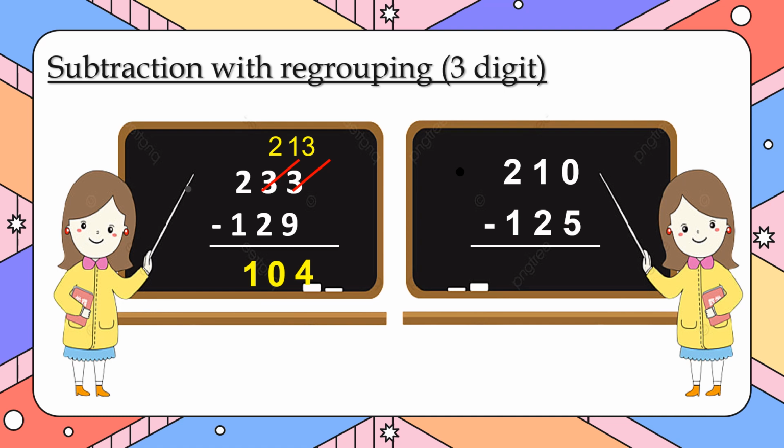Next one, 210 minus 125. We start with what? We start with ones. 0 minus 5. Do we have more on the top? No, we have more on the floor. So go to next door and knock, knock, knock. Can you give me one, please? Yes, of course. So 1, please. Can you give me one? Yes. So 1, it will be what? 1, it will be 0.